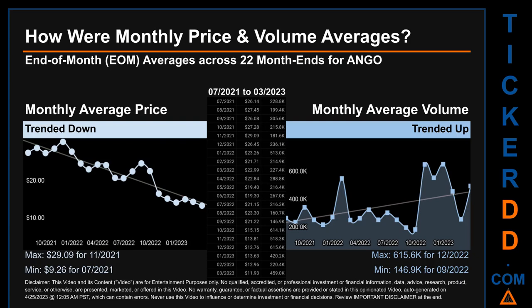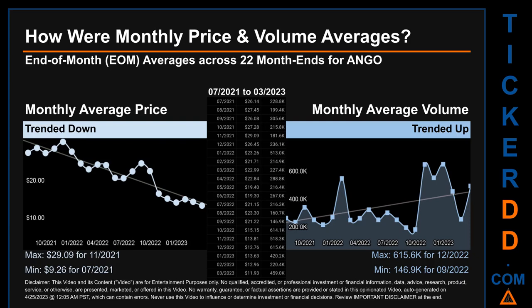How were price and volume averages for ANGO? Across 447 trading days, there were a total of 22 month ends, of which monthly averages for daily price and volume were calculated. Overall, monthly price average trended down while monthly volume average trended up.